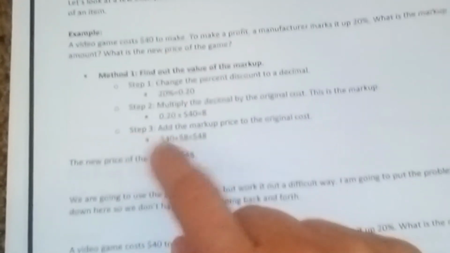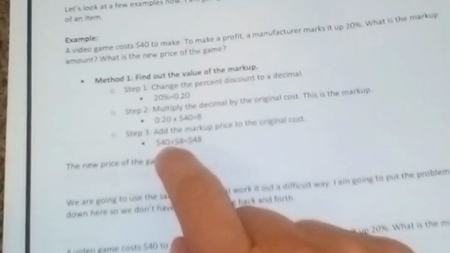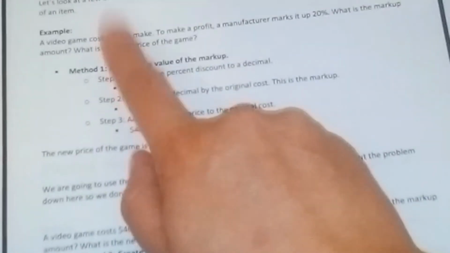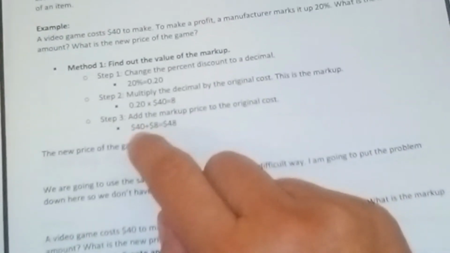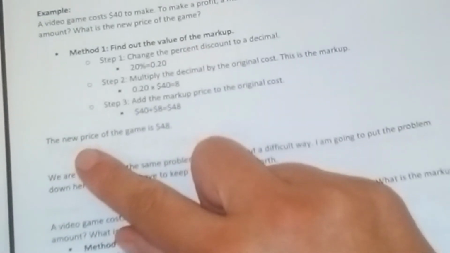Step 3, we are going to add the markup price to the original cost. So we are going to add $40, if you remember that was our original value, to $8. So it's going to be 40 plus 8 to get $48. So the new price of the game is $48.